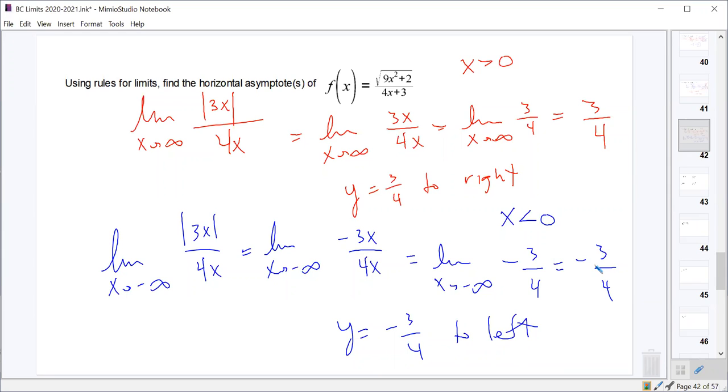Anybody having any issues? Everybody good so far? Let's see. I don't think we're going to make it through everything with e and natural log, seeing as we have only about 10 minutes left. So I think we'll probably just stop there for today.